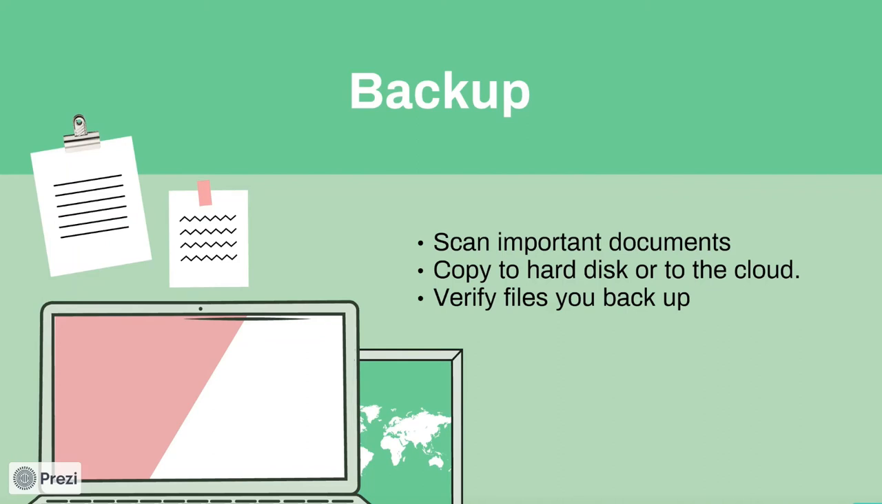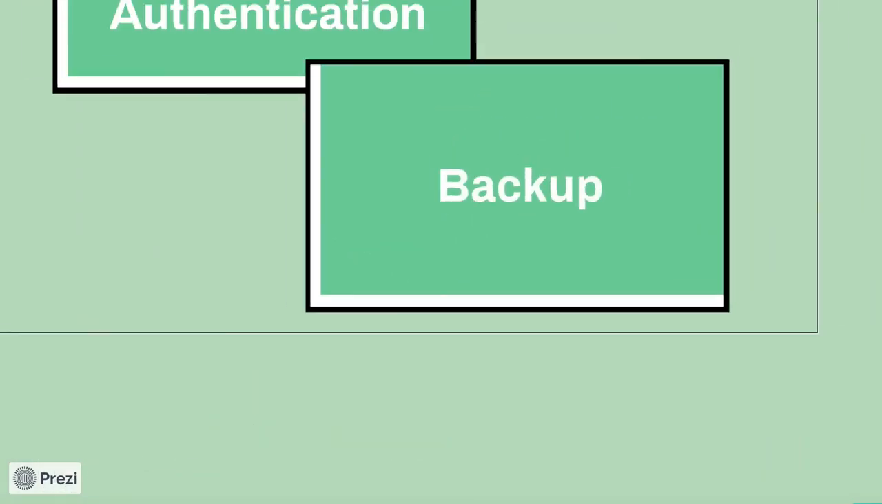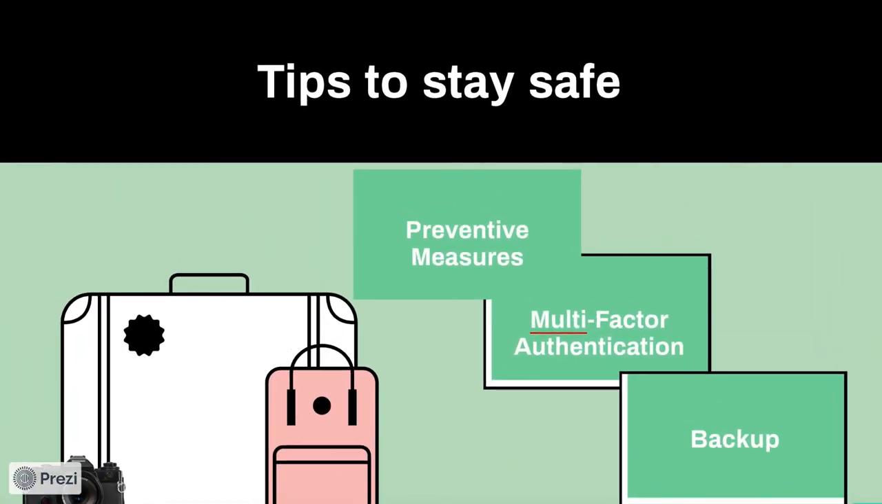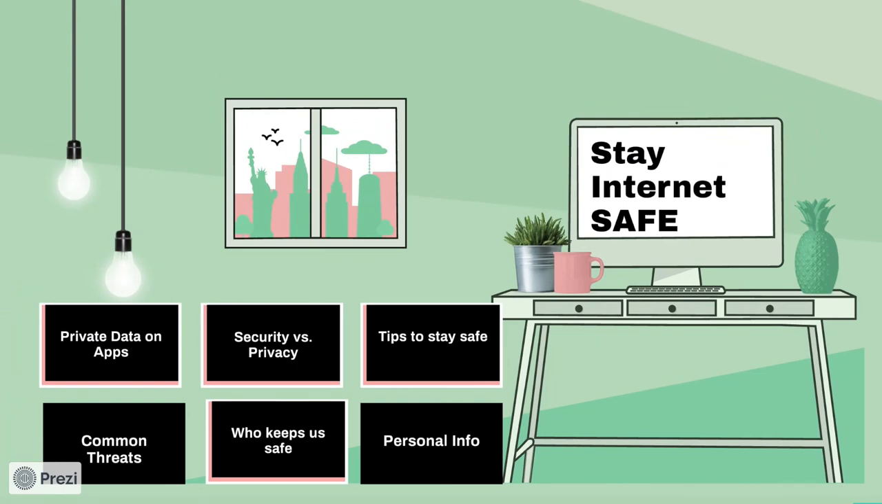So you can simply copy your important files onto a hard disk or on the cloud. So if you already have a backup in the scenario where the hacker takes over your system, or even if someone physically steals your laptop, you would have access to all your files. For this, I would again use my Gmail account and walk you through the steps on how to set it up.